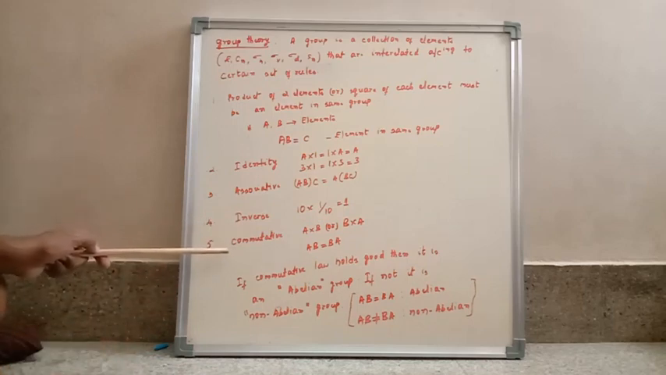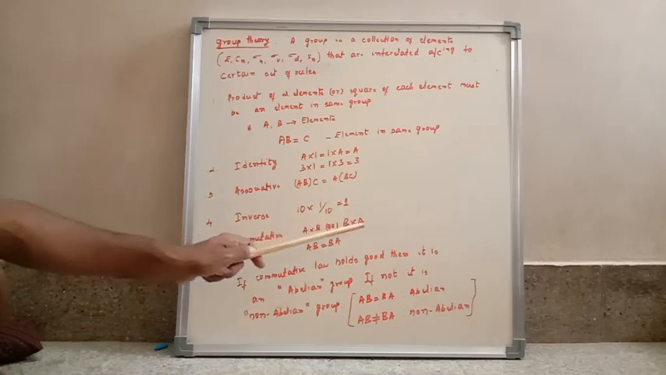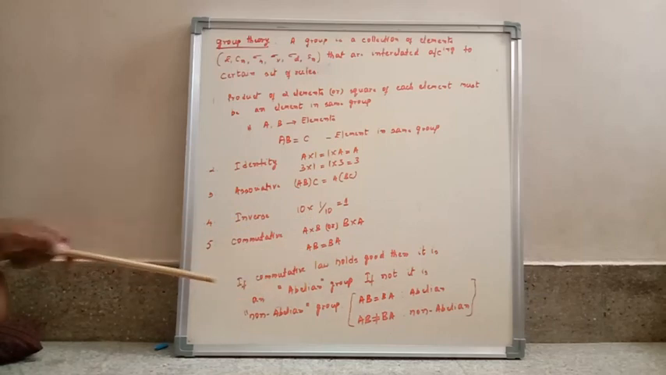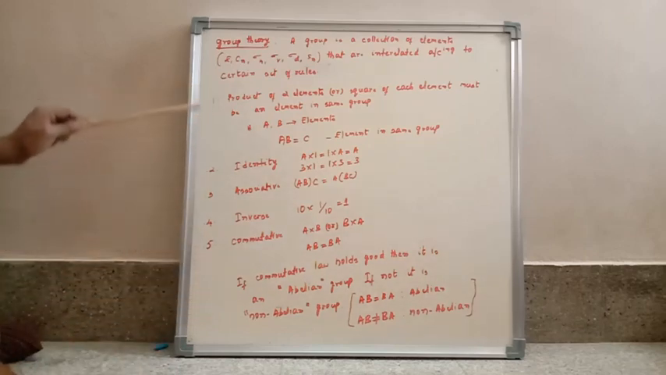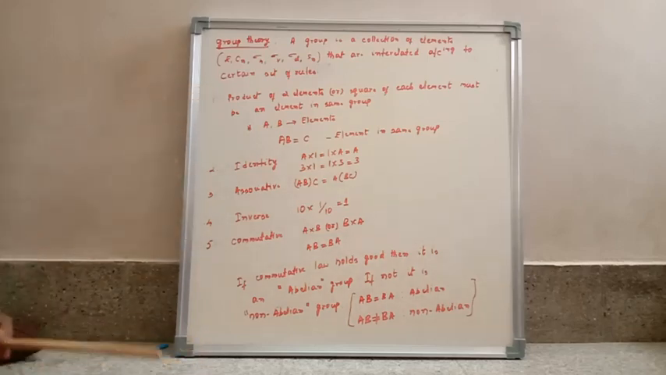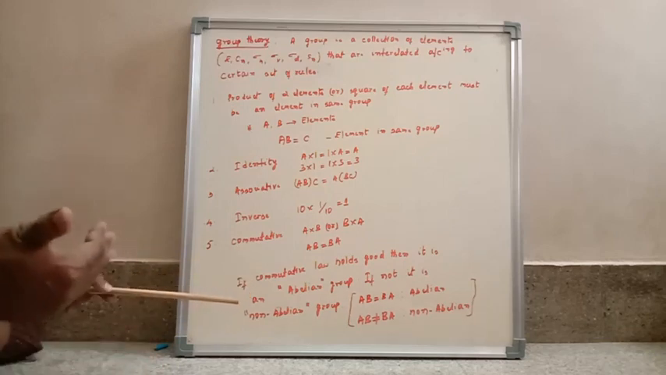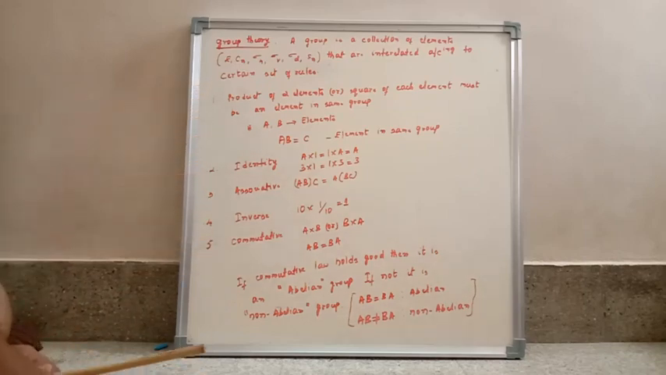The commutative law says that for the product of two elements of symmetry, A into B and B into A should be valid. That is, the commutative law is valid if A into B as well as B into A are equal. If you take all these rules, they should be applied to your group theory elements. There are different types of groups, and based on that, you should apply all five rules.